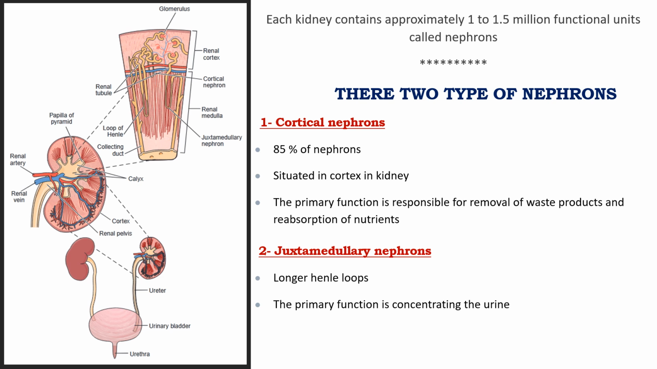Each kidney contains approximately 1 million to 1.5 million functional units called nephrons. We have two types of nephrons, the cortical nephrons and juxtamedullary nephrons. Cortical nephrons are about 85% of all nephrons, situated in the kidney cortex. Their primary function is removal of waste products and reabsorption of nutrients. The second type is juxtamedullary nephrons, with longer Henle loops. Their primary function is concentrating the urine.